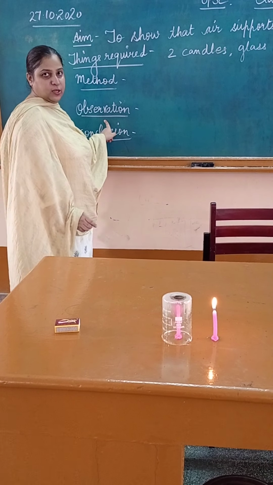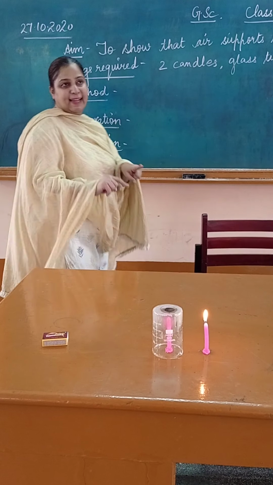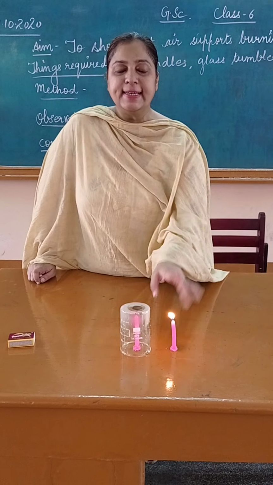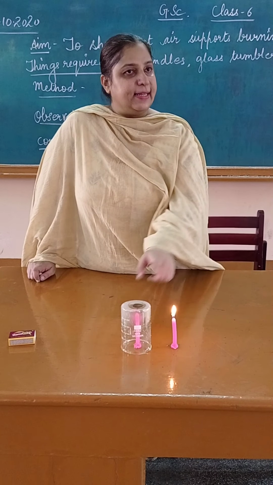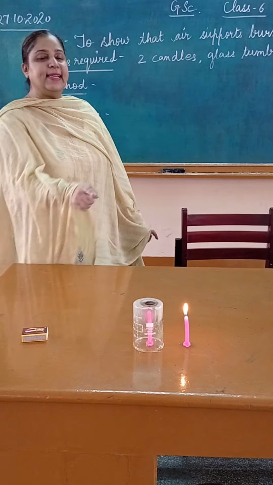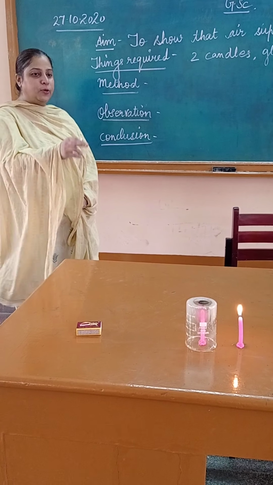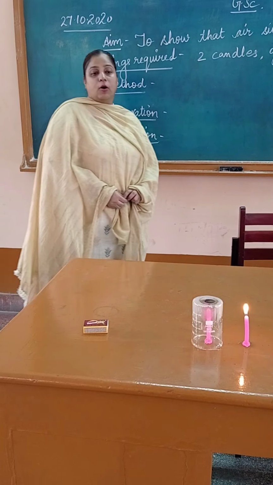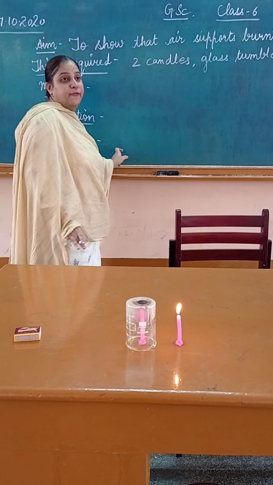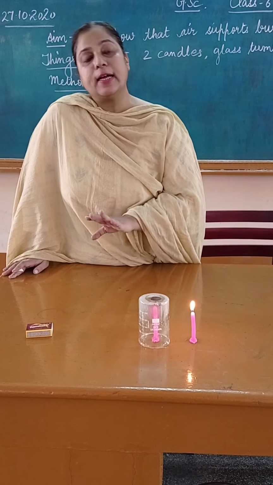What is our observation? After some time, we will see that the candle on which we have not inverted the tumbler is still burning. But the other, on which we have inverted this glass tumbler, stops burning. Now why does this happen? This is the conclusion. When we invert the tumbler over this candle, the air supply is cut off.